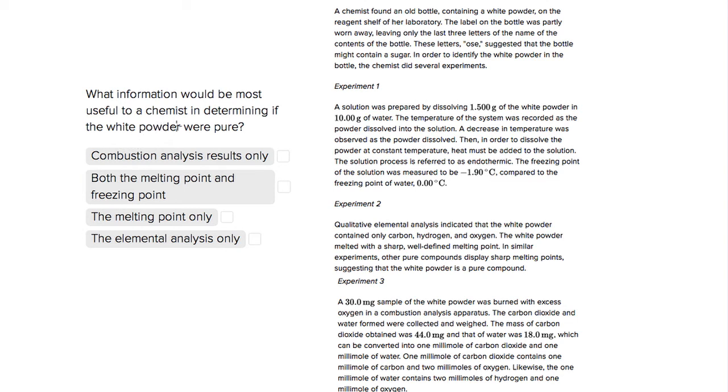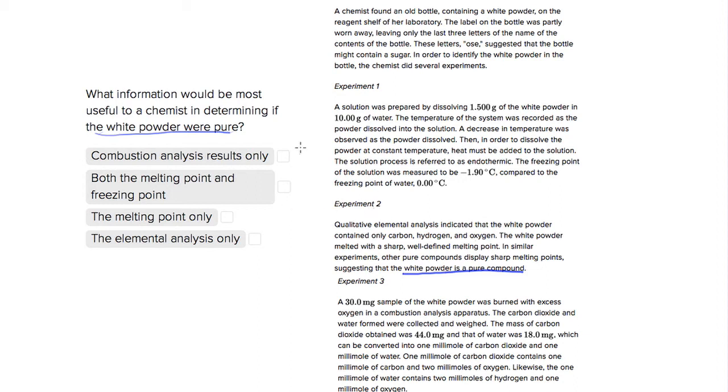The question is asking us which information would be most useful to the chemist in determining if the white powder were pure. And that's something that's determined in experiment 2, suggesting that the white powder is a pure compound. So let's look at what happens in experiment 2.